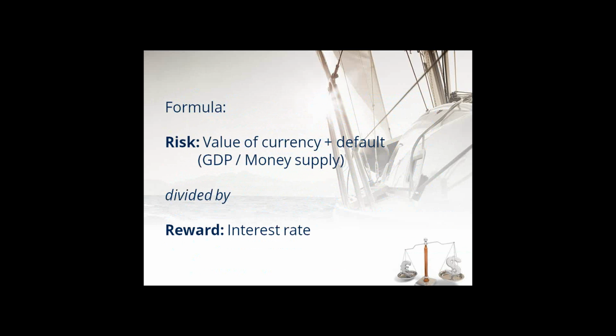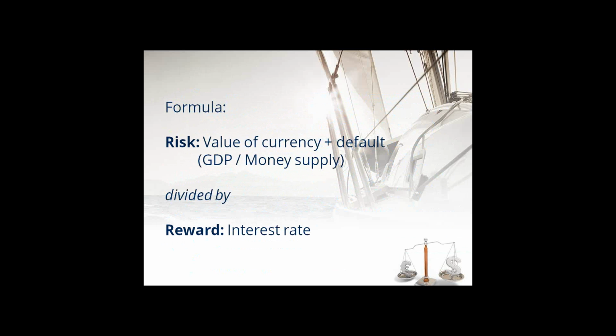I think that the economy, or the currency, I should say, has a similar kind of risk to reward formula. What I use is the value of a currency plus the chances of a default. That's the risk side. And the reward side is the interest rate. This is not obviously something that impacts my trading, but impacts my estimation of how strong a currency could be in the intermediate to long-term future.